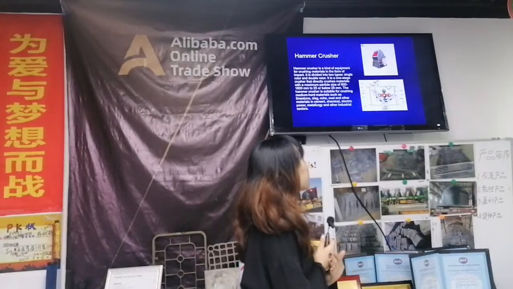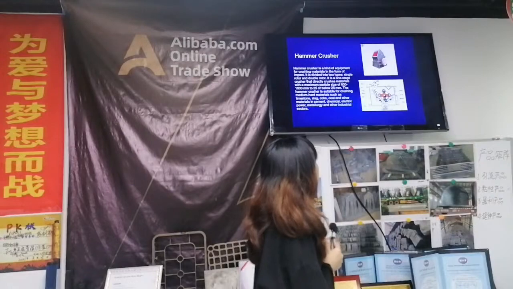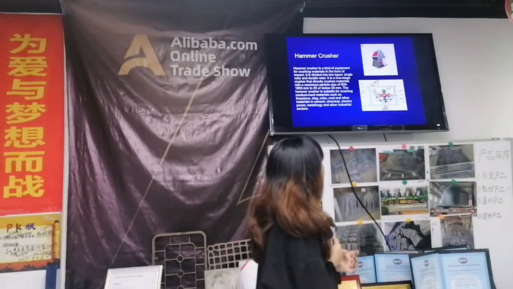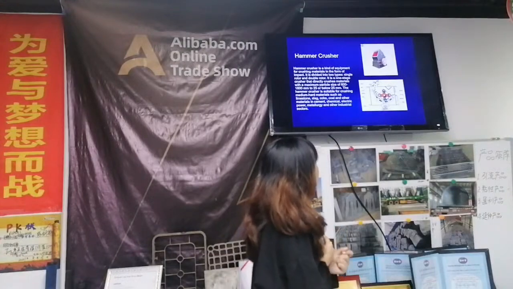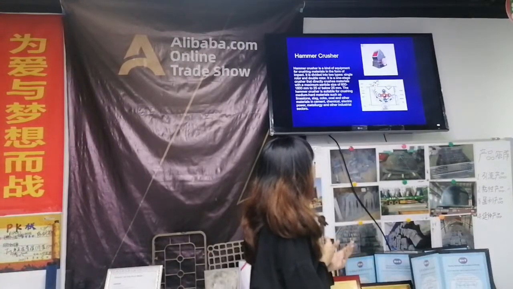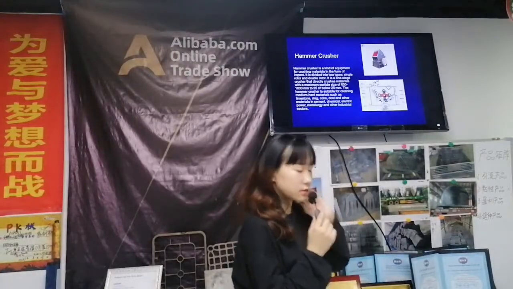The hammer crusher is suitable for crushing medium hard materials such as limestone, slate, coke, coal, and other materials in cement, chemical, electric power, and metallurgy industrial sectors.